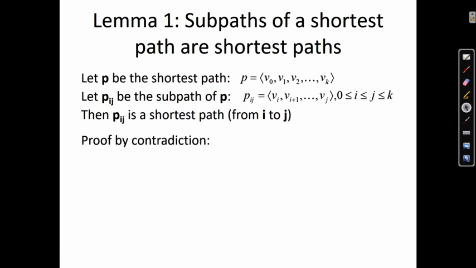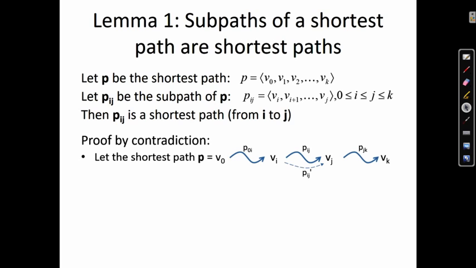So, proof by contradiction. Suppose we have a shortest path like this. P looks like this. You have a path from V0 to Vi, this is path P0i. Then from vertex Vi to vertex Vj, which is the subpath Pij. And then from Vj to Vk, I have this path, Pjk.